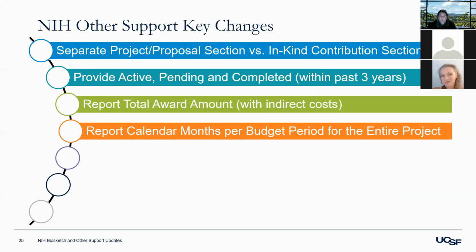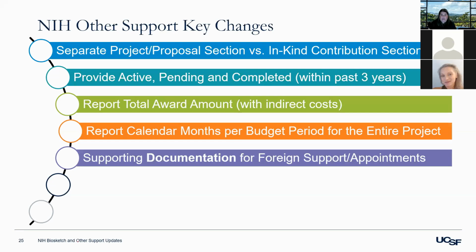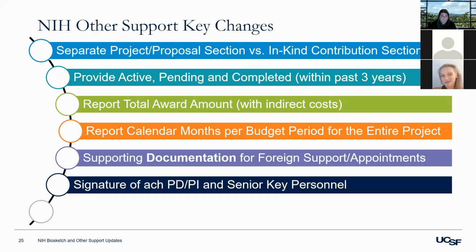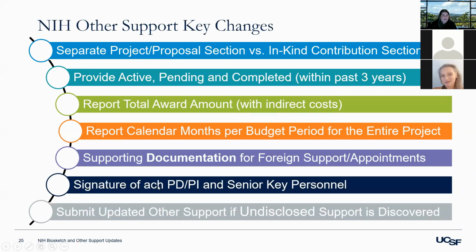Reporting total award amount with indirect costs. Reporting calendar months per budget period for the entire project. Supporting documentation for foreign support and appointments. And signature of each PD/PI and senior key personnel. And submit updated other support if undisclosed support is discovered. So as I said, we're going to go through each of these now in more detail, starting with looking at the project and proposal section.